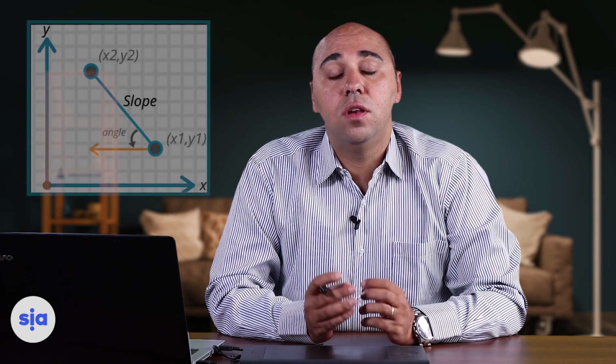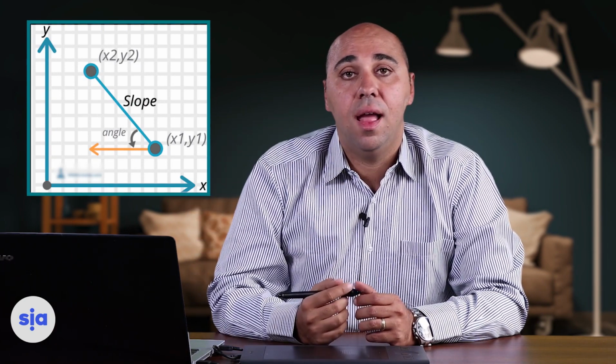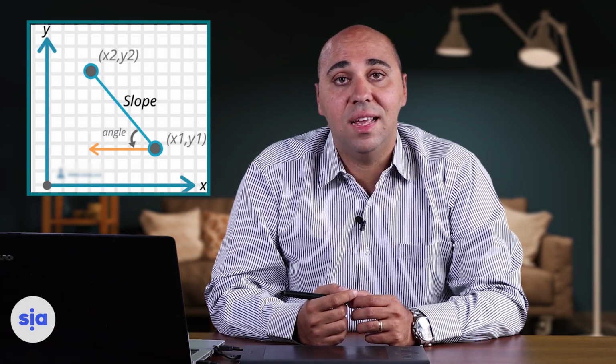Today we'll be talking about the slope of the straight line. First of all, we need to know what the word slope means. The slope of the line is the steepness of the line, how steep this line is.